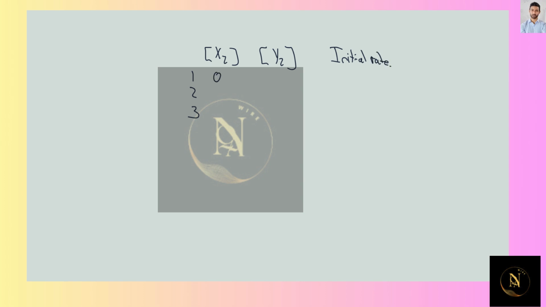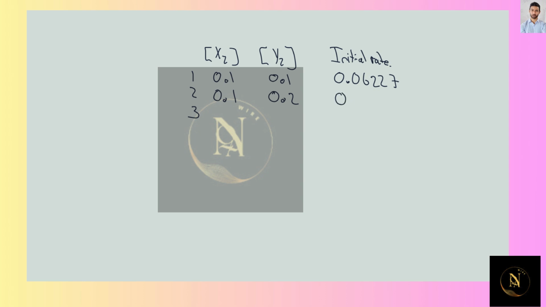We have 0.1 molar on each of them. I'm going to omit the units over here. And we have an initial rate of 0.06227. Next up, on the second experiment, what happens is that they kept the concentration of x2 the same, and they doubled the concentration of y2.